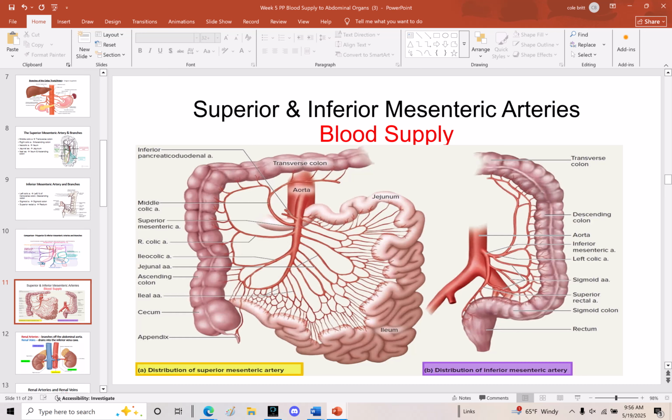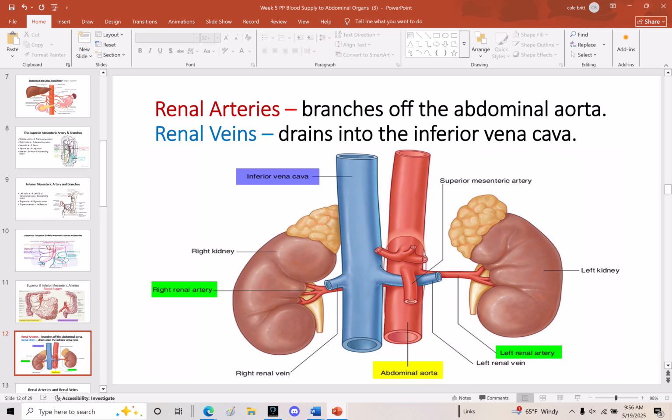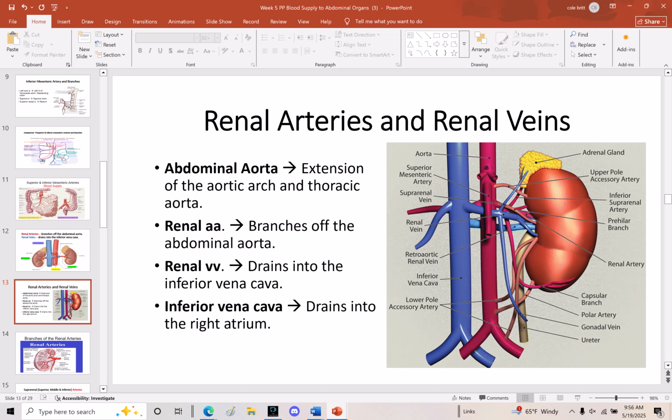All right. So here we are into the renal arteries. Renal arteries come off the abdominal aorta, kind of at the same level as the superior mesenteric. The superior mesenteric will vary a little bit exactly where it comes, but the renal arteries are more or less at the same level. They supply the kidney.